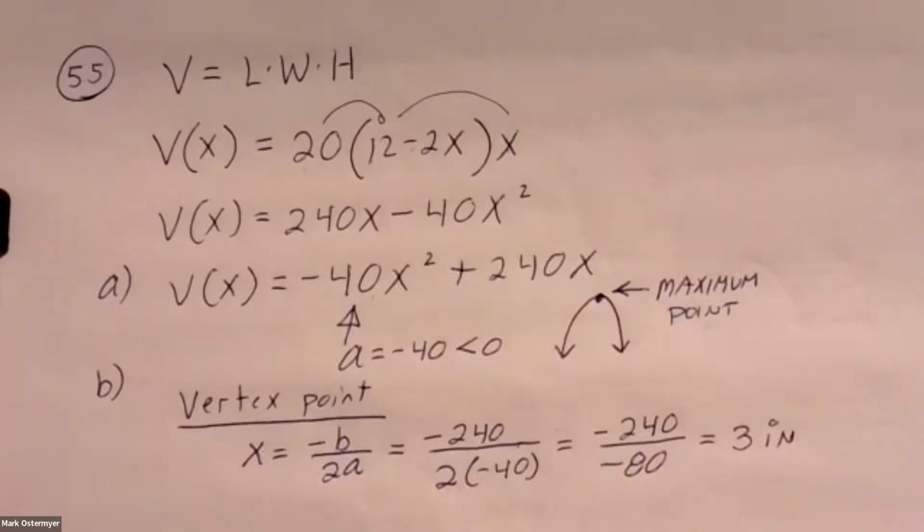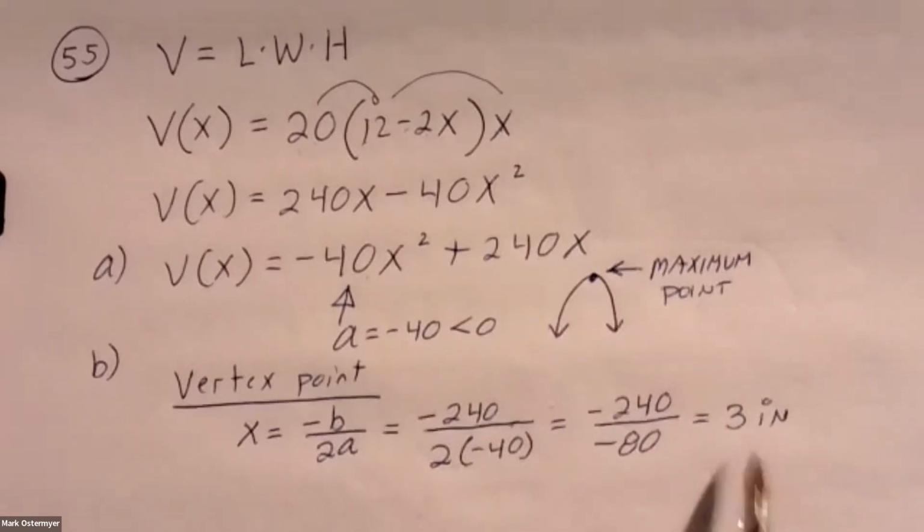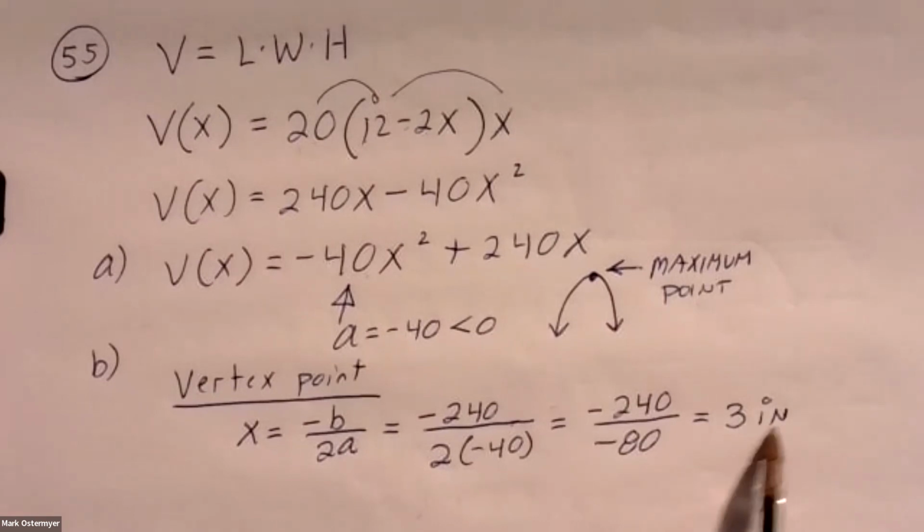That's going to enable us to have a maximum volume of water carried away by this channel. X must have a dimension of 3 inches on that gutter. So we must cut in 3 inches from each edge to maximize the volume or capacity for this gutter here. So that answers the question for B. X must be 3 inches.